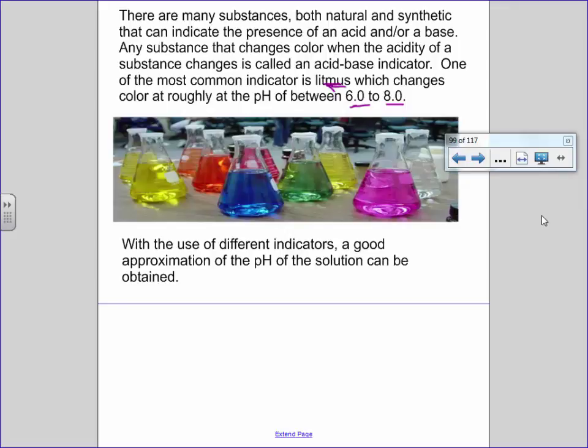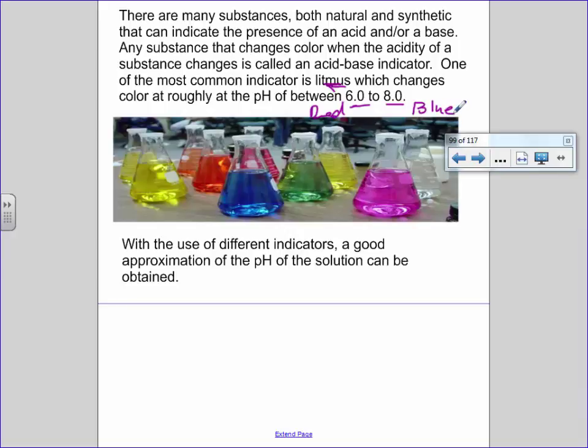Okay. Litmus is actually an indicator. What an indicator does is it changes color based on the pH of a solution. And you guys should have recognized litmus because litmus on the acid side is red and on the base side is blue.